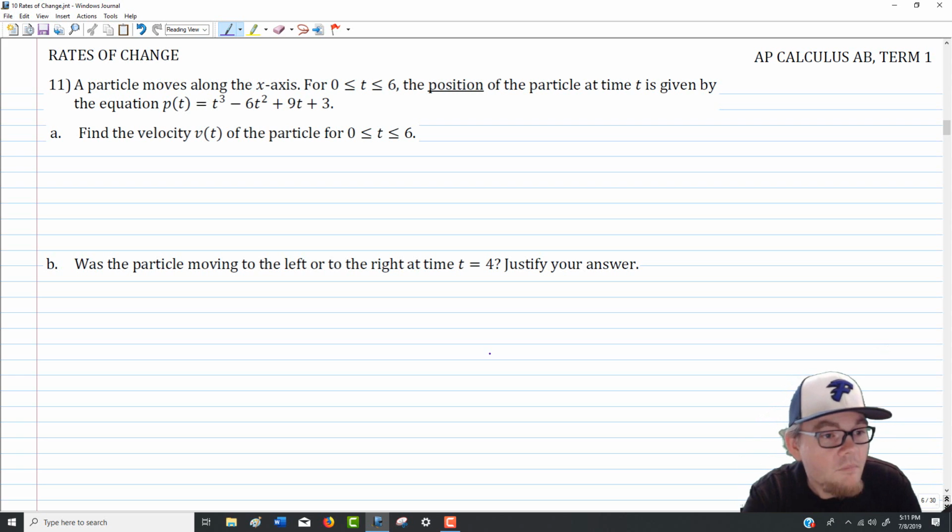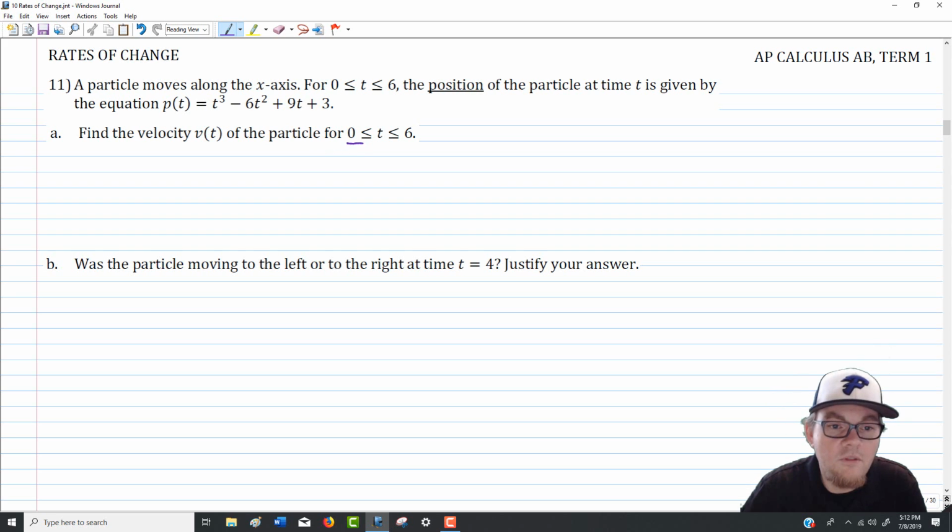Whatever. So in 11, a particle moves along the x-axis. I'll use my most epic narrating voice, because it's not very epic. For 0 to 6 time, the position of the particle at time t is given by p of t equals t cubed minus 6t squared plus 9t plus 3. And we're asked to find the velocity v of t for the particle from 0 to 6.